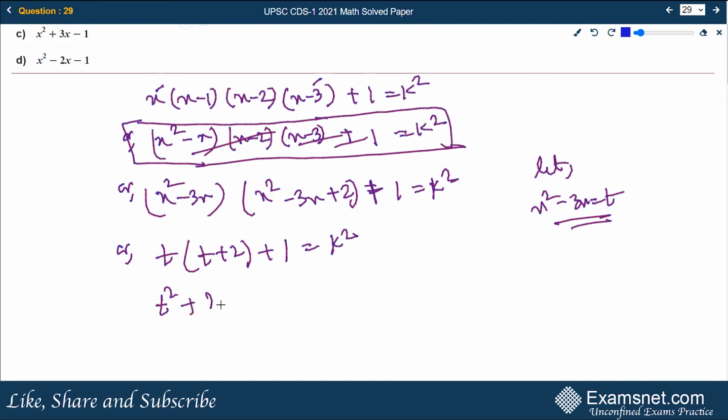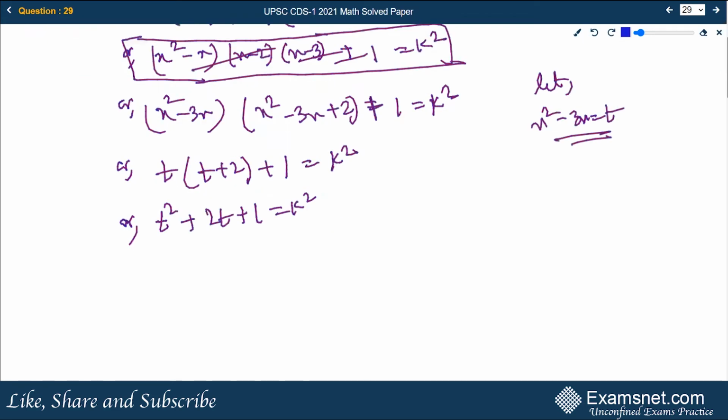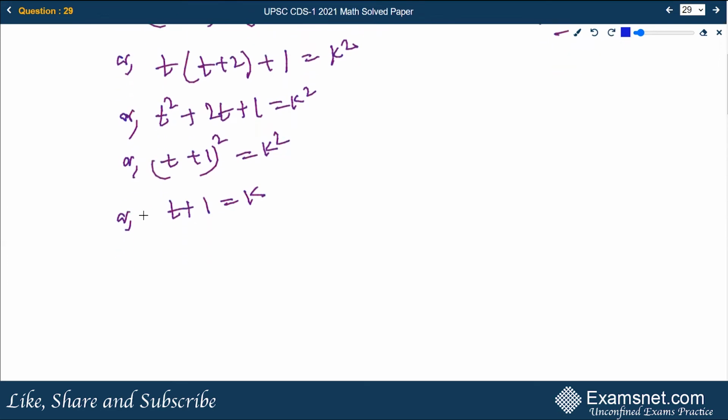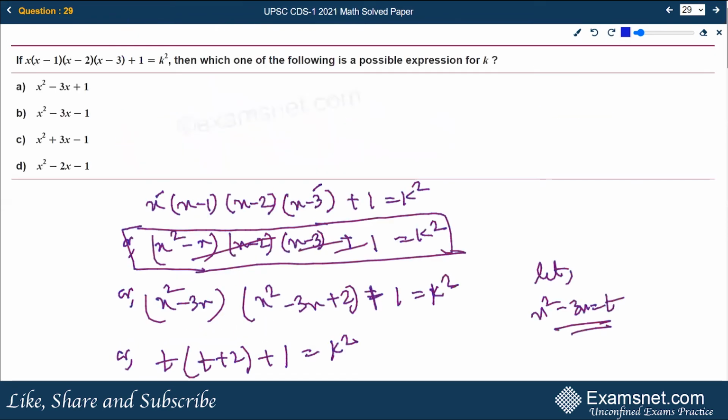So t squared plus 2t plus 1 is k squared. It is in the a plus b whole square form, so I can write it as t plus 1 whole square equals k squared. That means t plus 1 equals k, correct? Now what is the value of t? That is x squared minus 3x. So x squared minus 3x plus 1 equals k. That is the value for k: x squared minus 3x plus 1. Here option A is the correct answer.